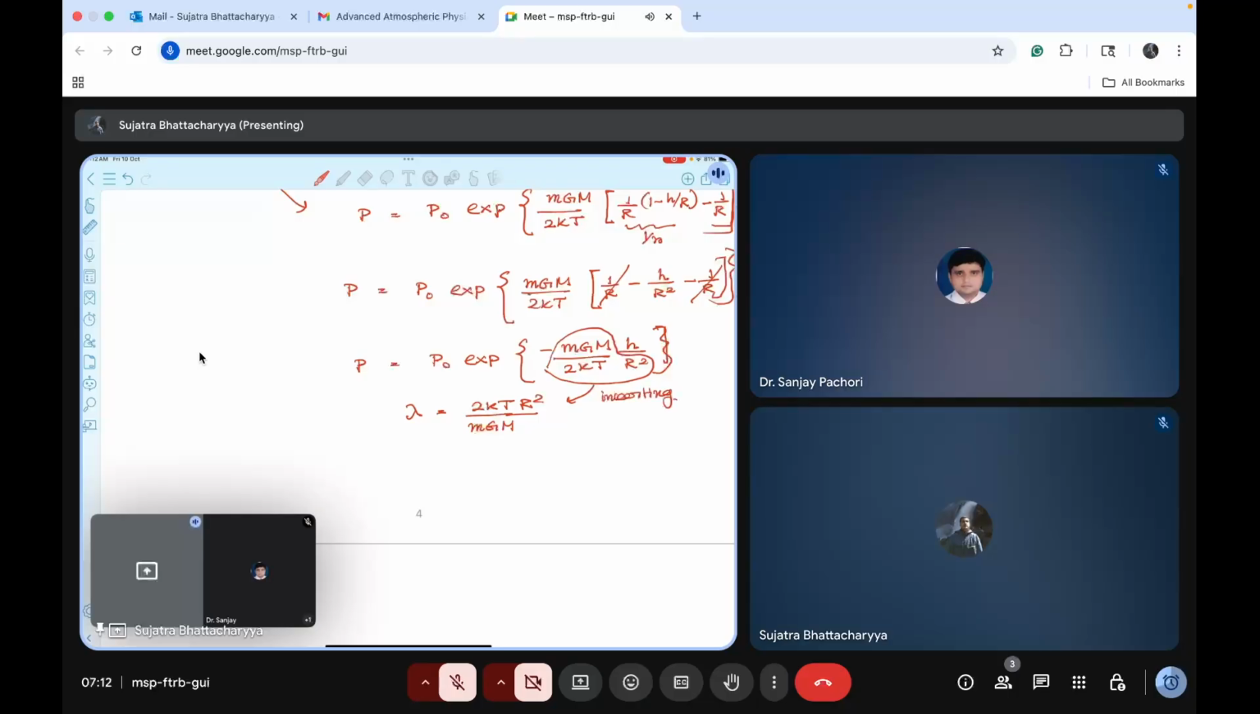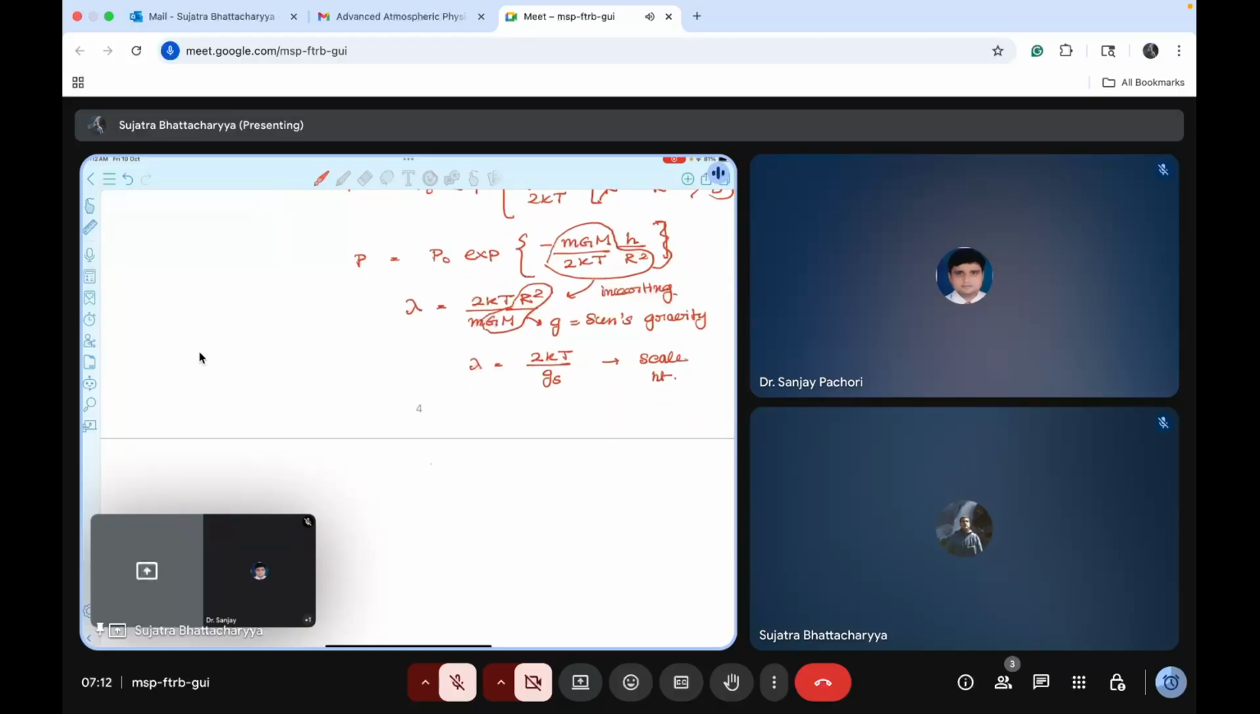I'm writing that as lambda. Now this GM divided by the radius of the sun square will give you the gravity of the sun, right? This is fine. So lambda becomes equal to 2kT by g of sun. This we can define as the scale height, just as we have defined it for the atmosphere. Therefore, P will be equal to P naught exponential of minus h divided by lambda.